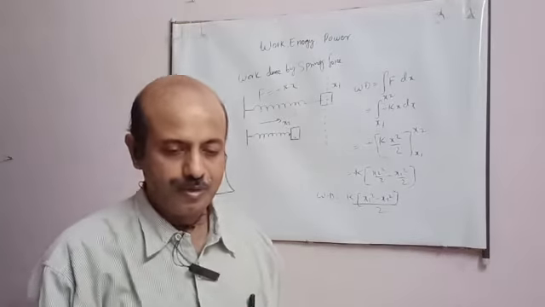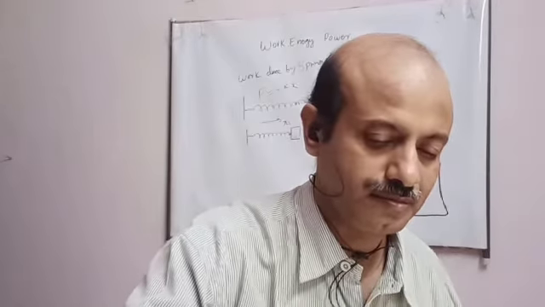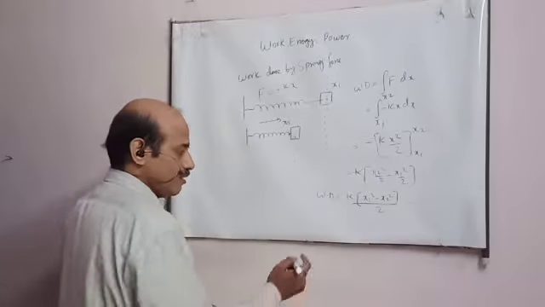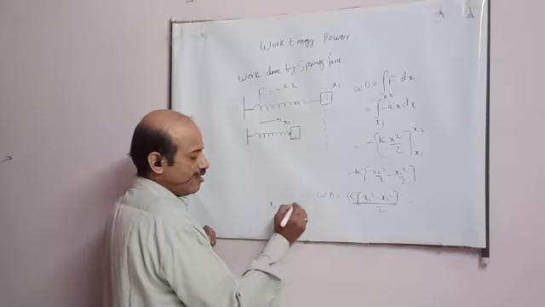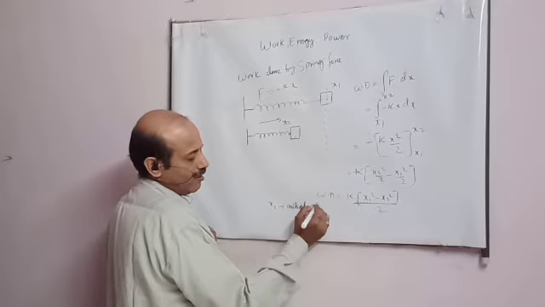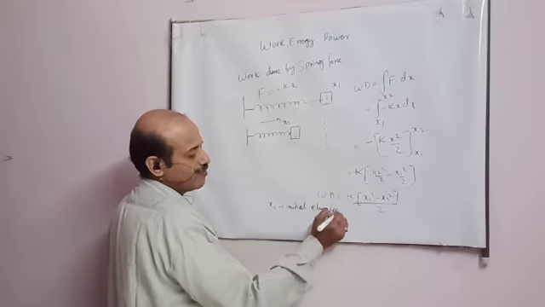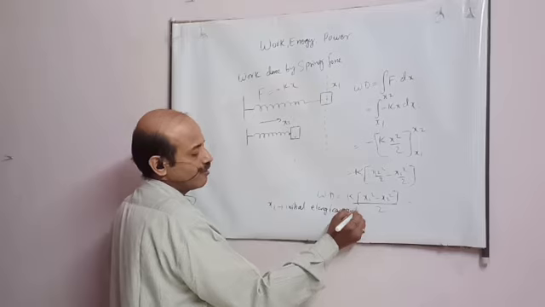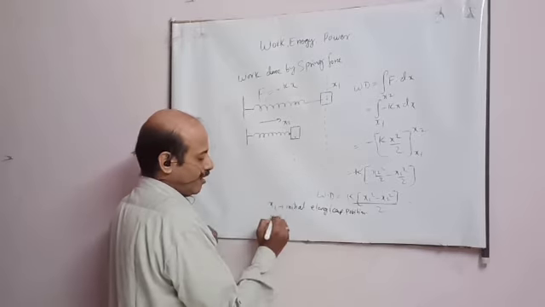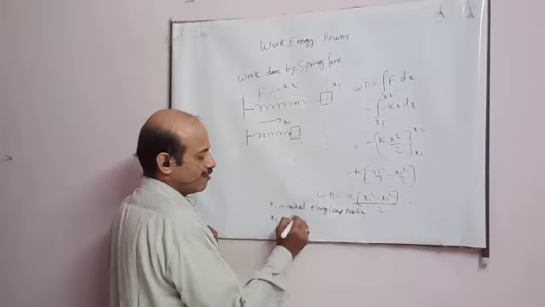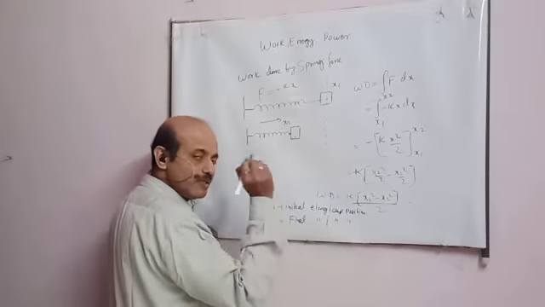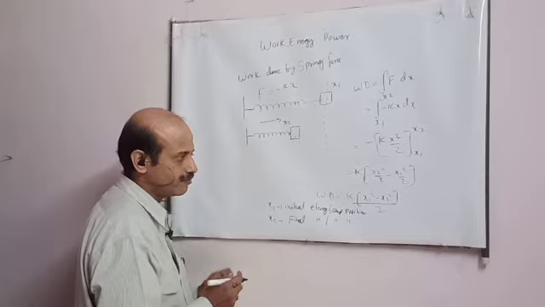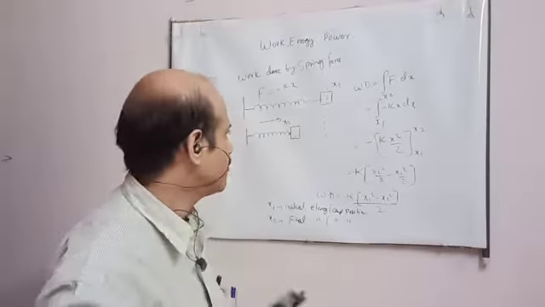Here, student, what we have to remember is this: x1 is the initial elongation or compressive position of the spring, and x2 is the final elongation or compressive position of the spring. This you have to remember, student. Now let's solve some questions, student.